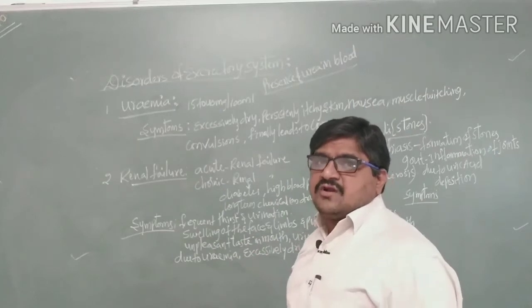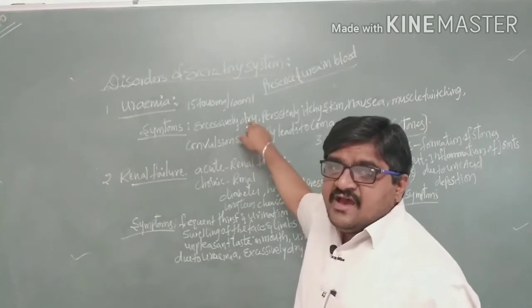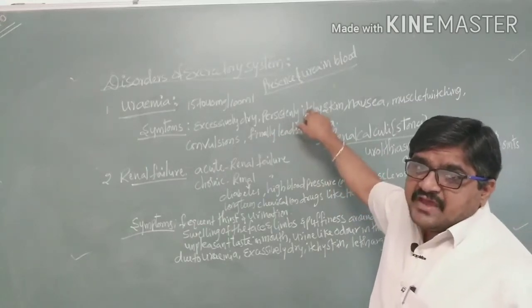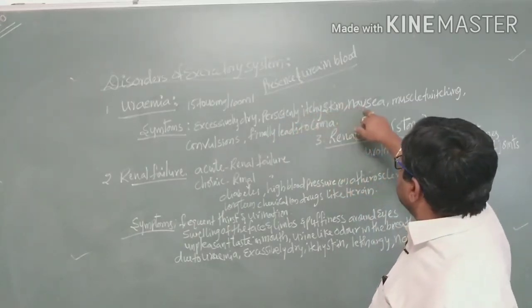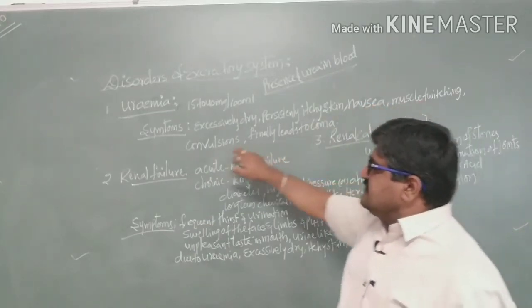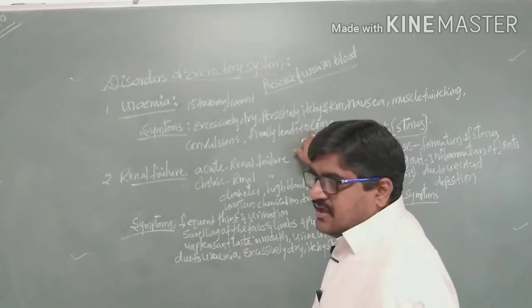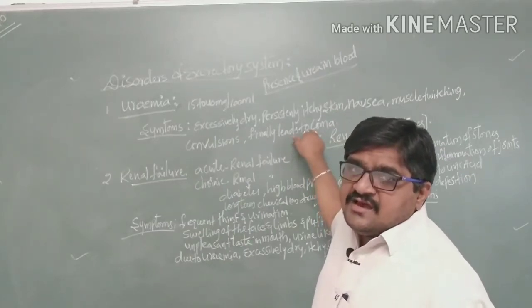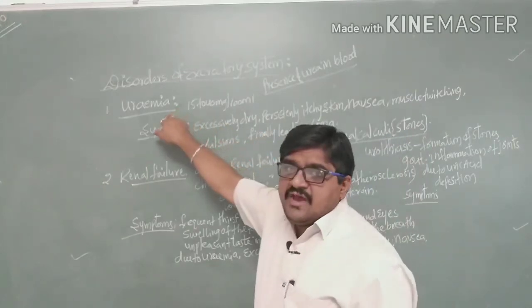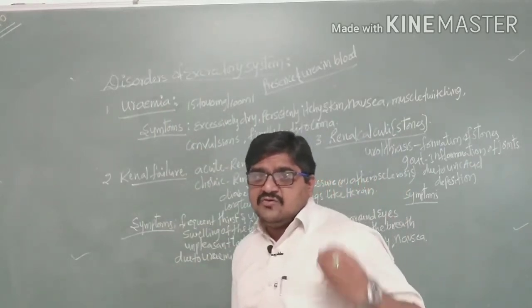symptoms. The symptoms are excessively dry conditions and persistent itching, nausea, a vomiting like sensation, and also muscle twisting, and convulsions, that means shaking of the body, and finally it leads to coma. So these are the various symptoms that show when uremia conditions take place in our body, that is, the presence of urea in the blood.